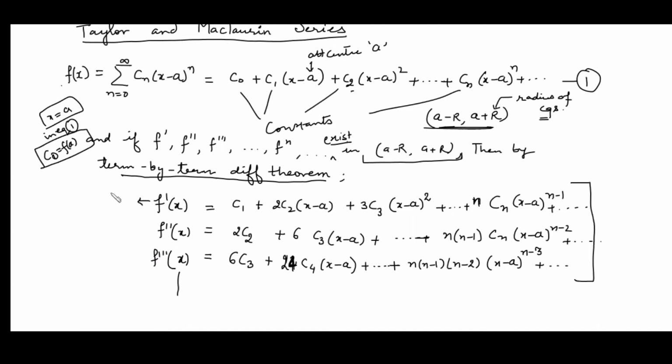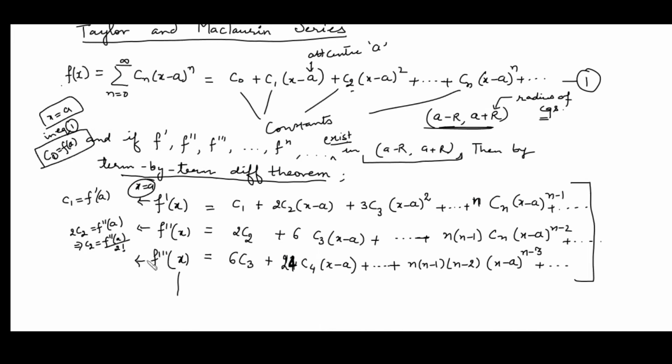Similarly, when you put x to be a in this equation, what will you have? You have c1 is equal to the derivative of the function at a. All these terms will be 0, right? When you put x to be a in this equation, what will you have? You have 2 times c2 is the second derivative of the function at a, which implies your c2 is the double derivative of f at a over 2 factorial. 2 can be written as 2 factorial, right?